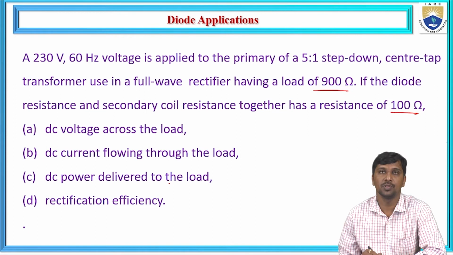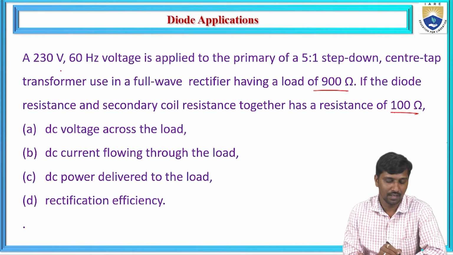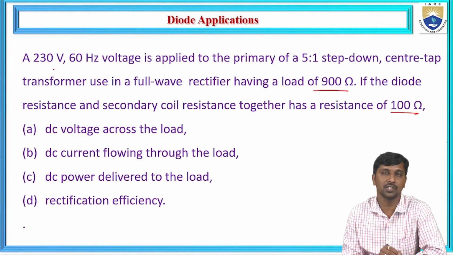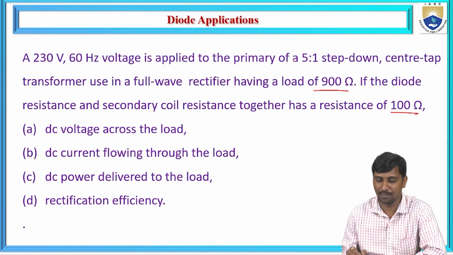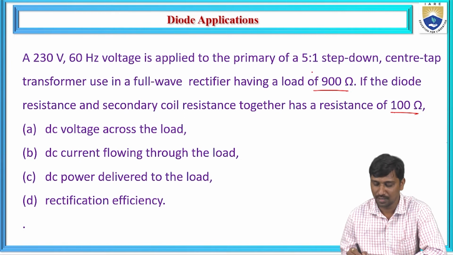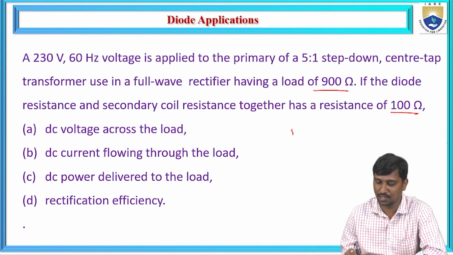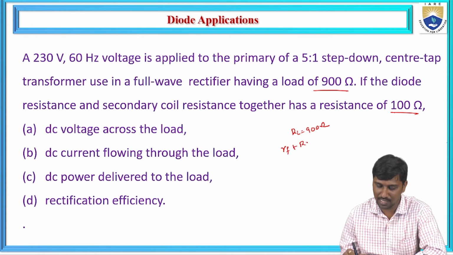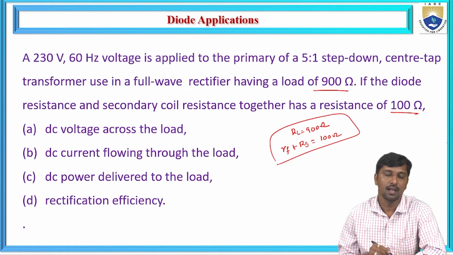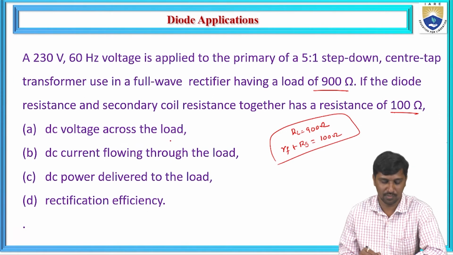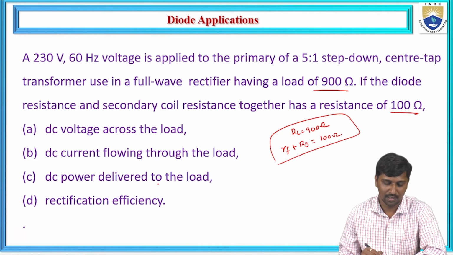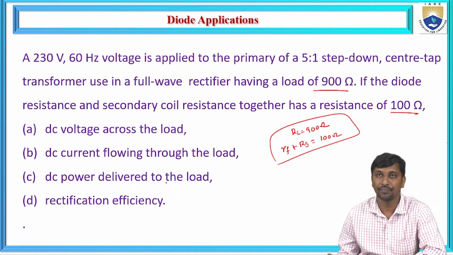So in this case, first you observe what the given specifications are. They are given that 230 volts is the input, and 60 Hz is applied to a 5:1 step down transformer. We have the load resistance is 900 ohms, so RL is 900 ohms. And the diode forward resistance and the secondary transformer coil resistance together equal 100 ohms. By using this, we need to calculate the DC voltage across the load, DC current, DC power, and efficiency.